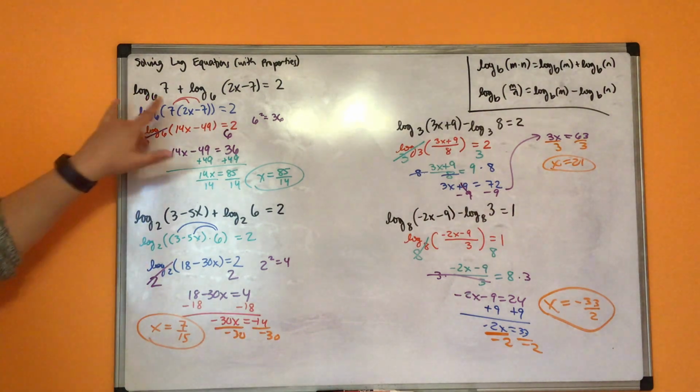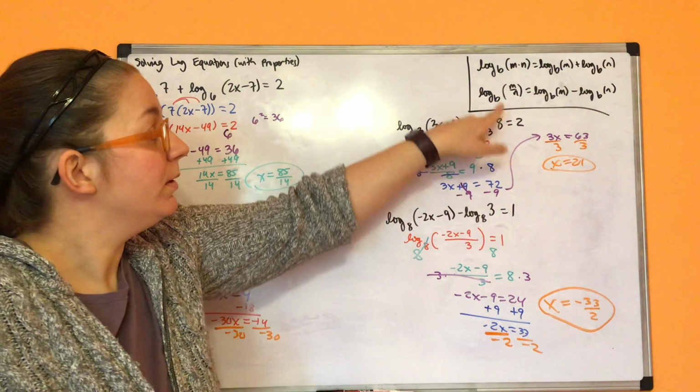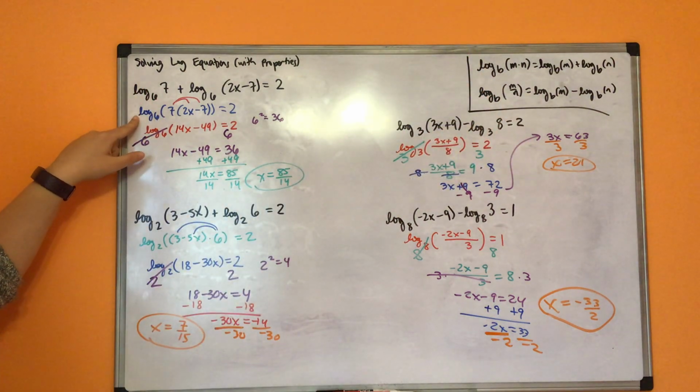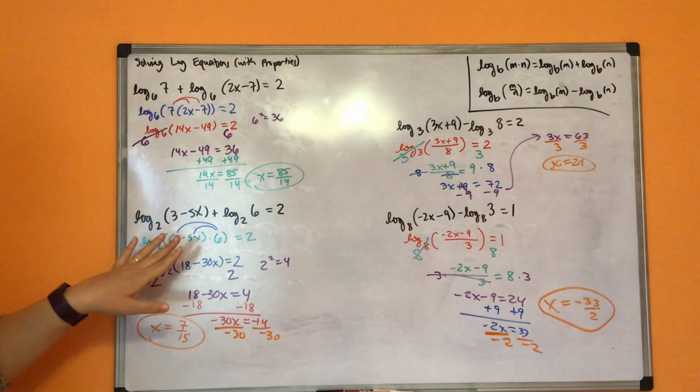So when you see log happening twice on the same side of the equation, use your properties to rewrite it to where it turns into just one log, condensing it if you will. And then from there, use your exponentiation to cancel the log, and then solve the equation like normal.